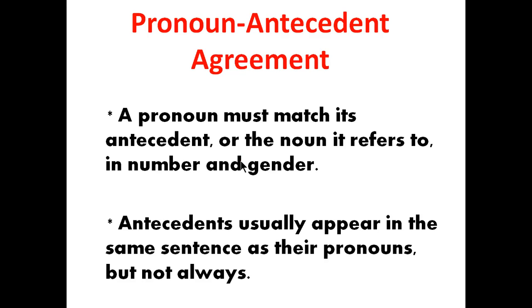Antecedent is a word that describes a pronoun. In an ideal sentence, both pronoun and antecedent must agree with each other in terms of gender and number. If there is going to be some mismatching, the sentence will be declared not correct. A pronoun must match its antecedent, or the noun it refers to, in number and gender. Antecedents usually appear in the same sentence as a pronoun, but not always.